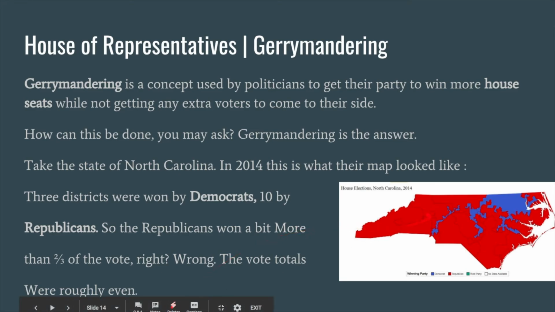In North Carolina, they actually have a new map now, but in 2014 this was the map they used. If you look, there were 10 Republicans and 3 Democrats, so you would probably think, well, look at that, the Republicans have a big majority in North Carolina. But actually it's a swing state, and it got about the same amount of votes for either side. It was because of how the districts were drawn.